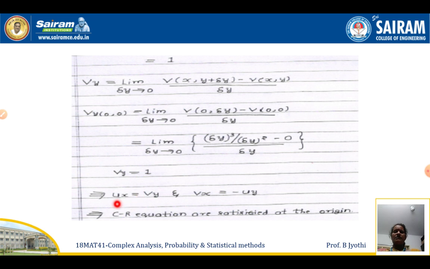Now let us compare. So ux is equal to Vy because both are 1, and Vx is equal to minus uy. That means the CR equations are satisfied at the origin.